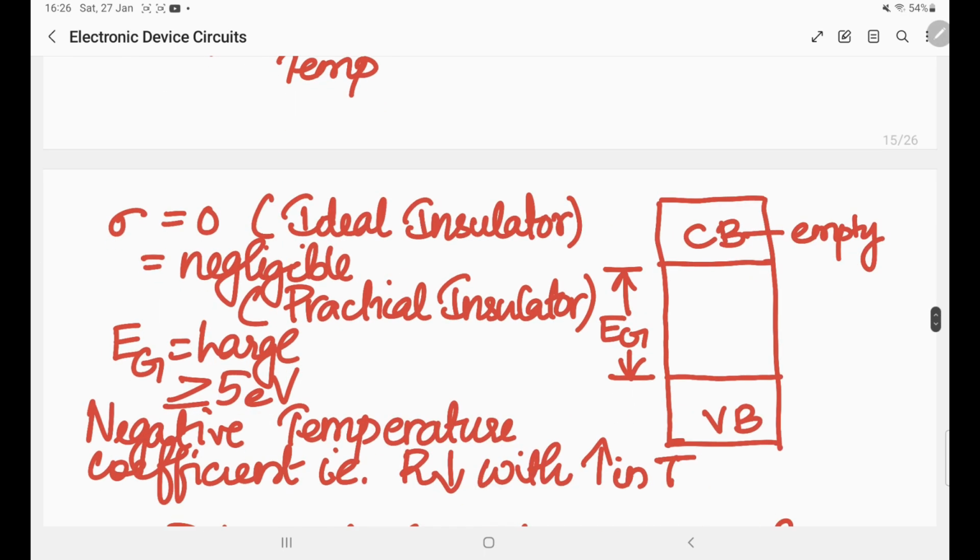The energy gap is large for an insulator, greater than 5 electron volts. You can see the forbidden energy gap between the conduction and valence bands is very high compared to metals. In metals, there is no energy gap, in semiconductors there is a small energy gap, and in insulators the energy gap is very high.